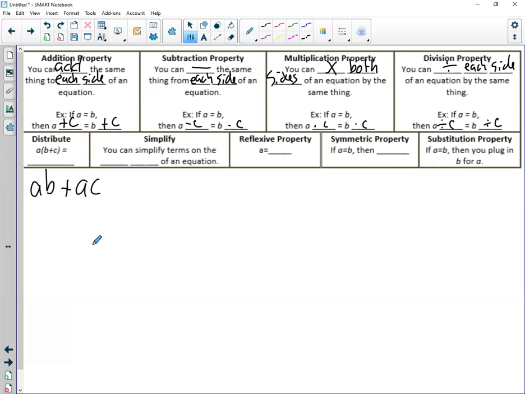Okay, simplifying means that you can simplify or combine the terms on the same side of an equation. And what I mean by this is if it looks like this. Notice how on the left side of the equation, we are dealing with only the left side of the equation here. Notice how I could add 2x and x together, right? Is that legal for me to do? Could I combine 2x and 1x together? Yes.